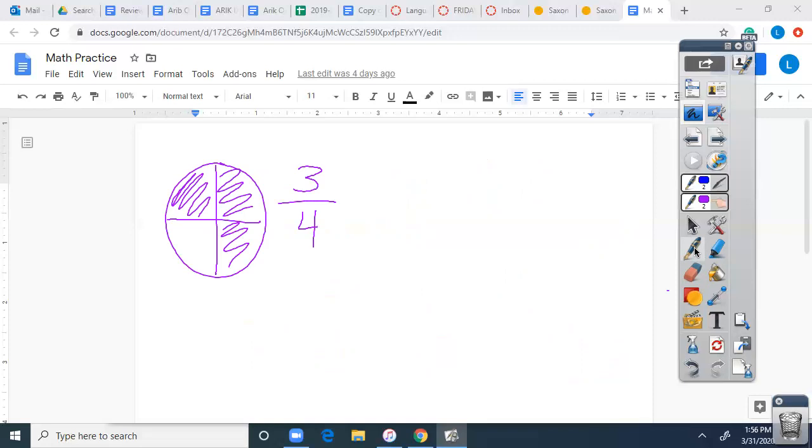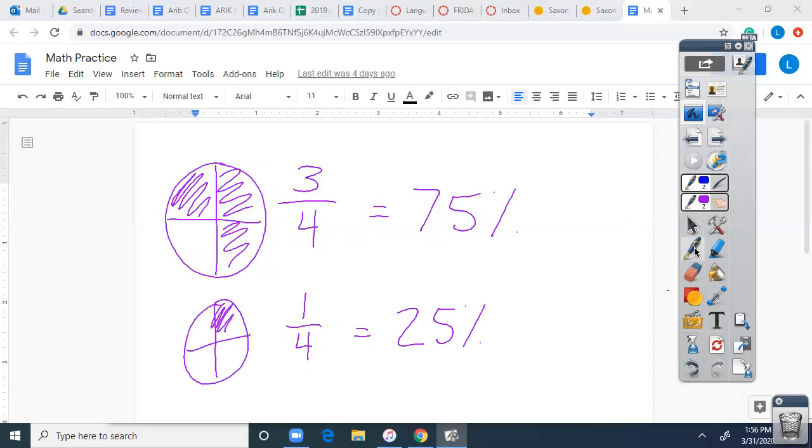Okay? 3/4 are shaded. You're also going to see that same exact picture, but the question is going to say, what percent of the circle is shaded? Okay? There are a few things that you have to memorize. 3/4 is the same thing as 75%. 1/4 is the same thing as 25%. Okay? Those are 2 things that you need to know.